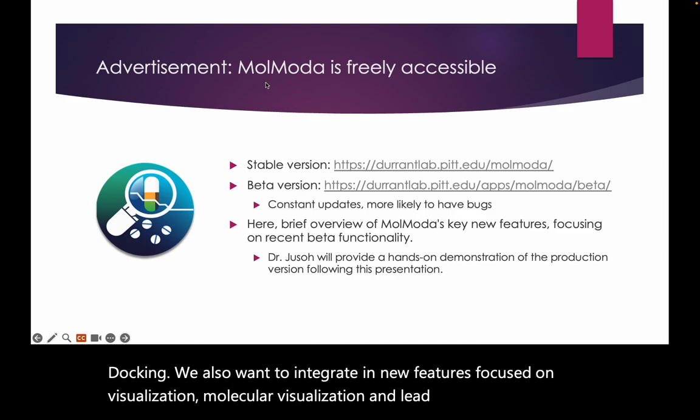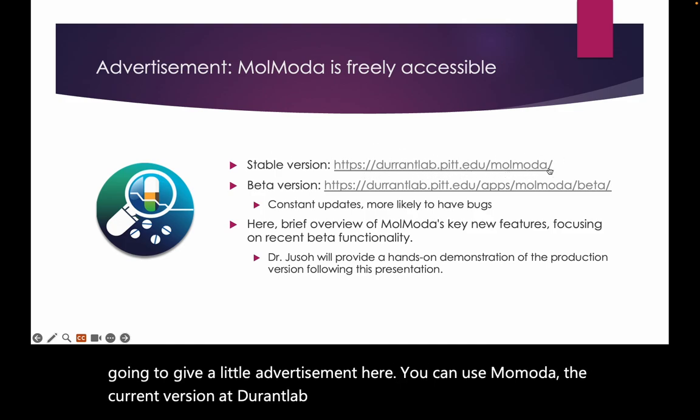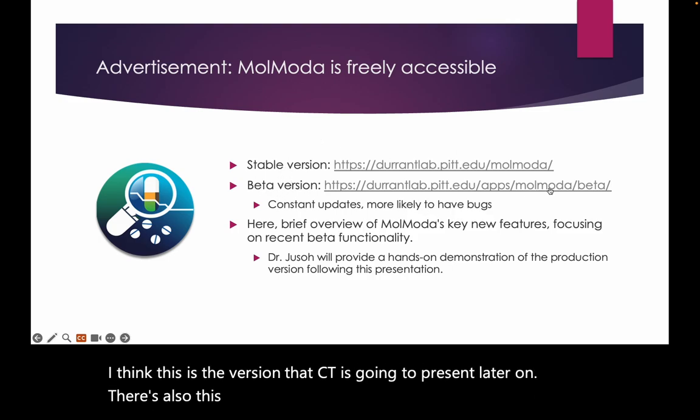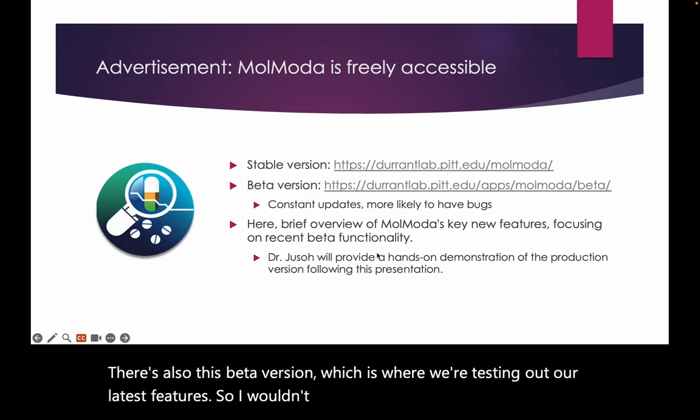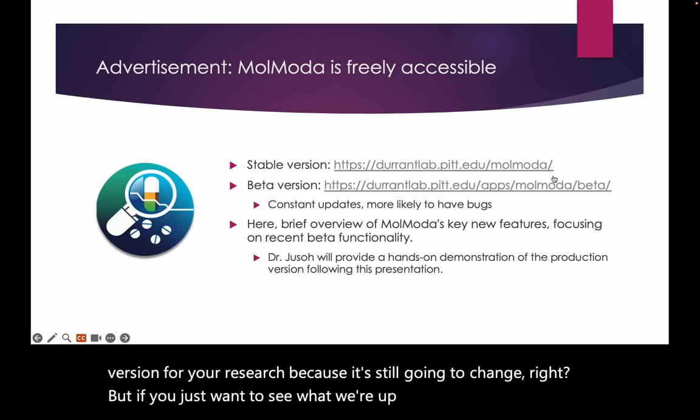All right, so I'm going to give a little advertisement here. You can use MolModa, the current version, at durantlab.pitt.edu/MolModa. I think this is the version that CT is going to present later on. There's also this beta version, which is where we're testing out our latest features. So I wouldn't necessarily recommend using the beta version for your research because it's still going to change, right? But if you just want to see what we're up to, feel free to visit this beta site as well.